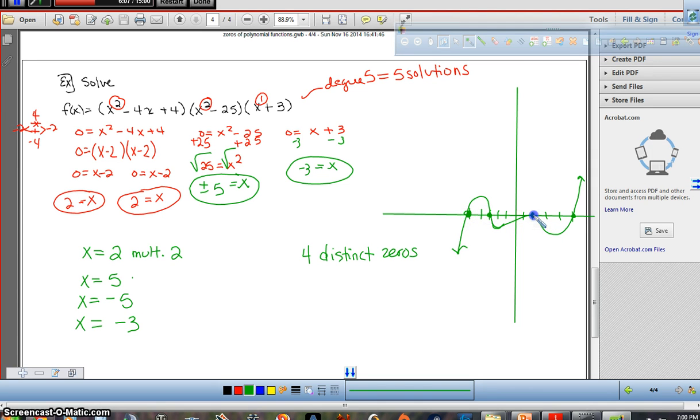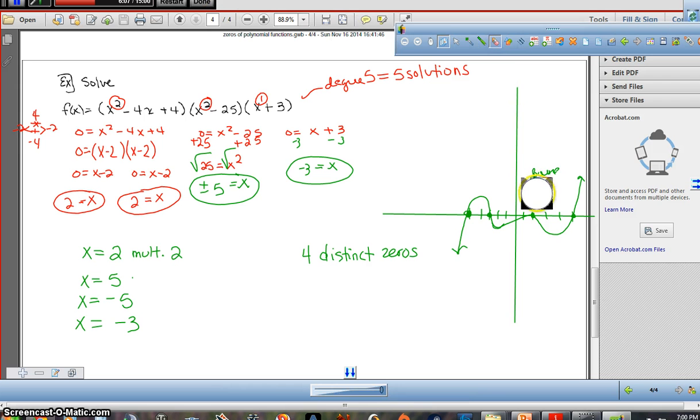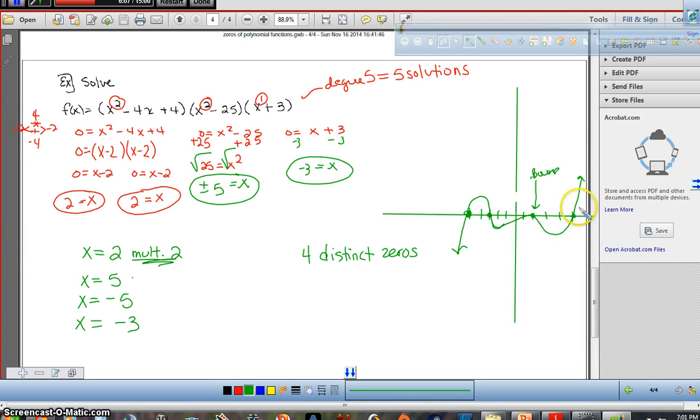It's going to have this one has a multiplicity at 2, so we're getting a bounce right here. And so that's because of that multiplicity that's happening, an even number multiplicity, and then it goes through at +5. All right, so it has 1, 2, 3, 4 distinct zeros, 4 x-intercepts. This one bounces, so we get like a double root or a multiplicity.